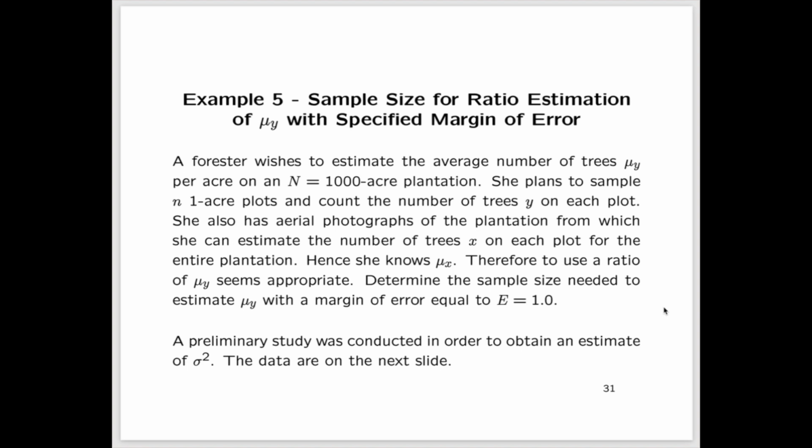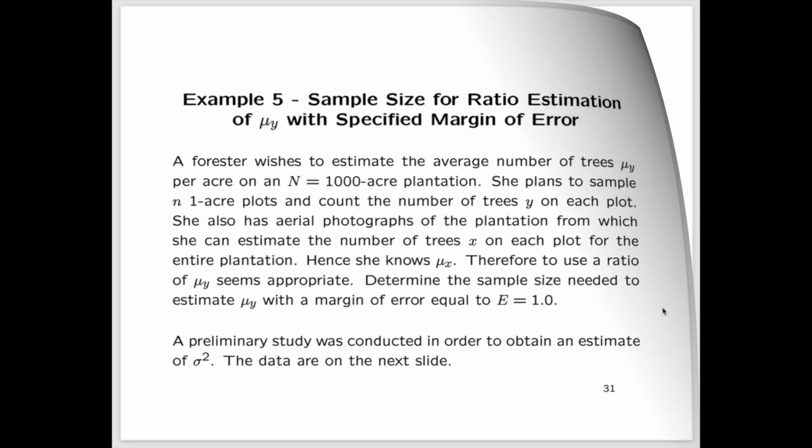Therefore, using a ratio estimator of mu sub y seems appropriate. Determine the sample size needed to estimate mu sub y with a margin of error equal to e equal to 1.0. Now, a preliminary study was conducted in order to obtain an estimate of sigma squared. The data are on the next slide. So again, this is a situation where we don't know the true value of the population variance, and so we can either approximate it, or if we have preliminary data, a pilot study or something like that, we can use that to get an estimate of sigma squared.